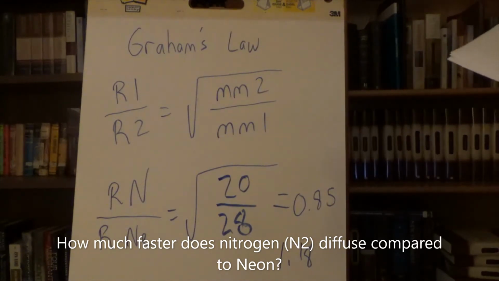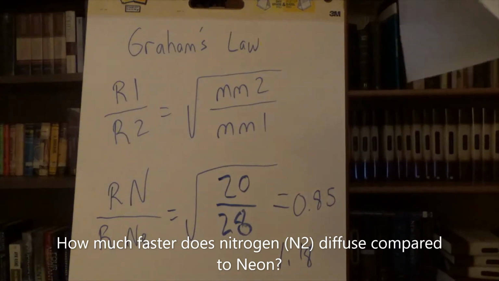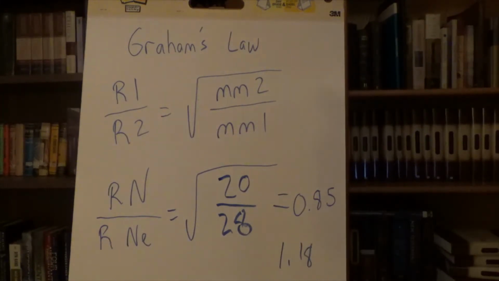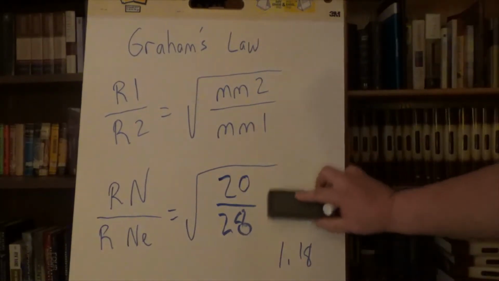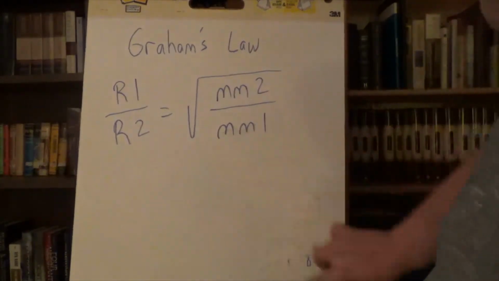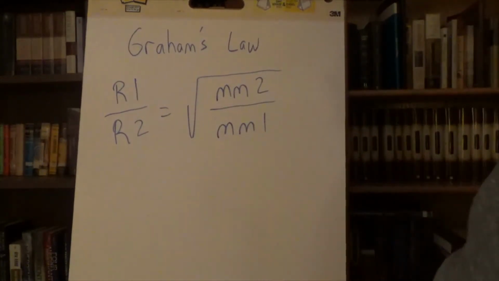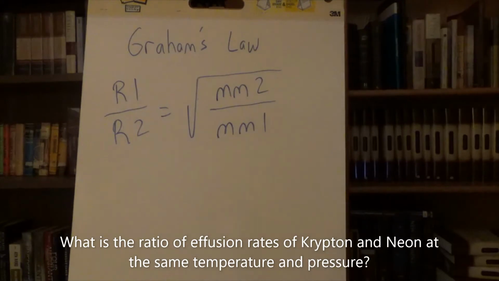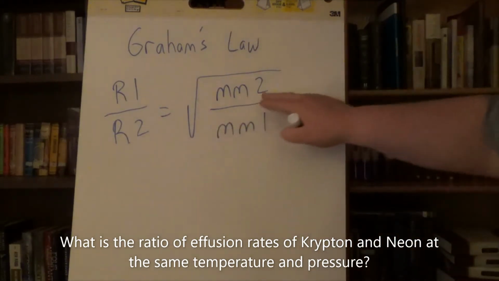Let's take a look now at number 3. What is the ratio of effusion rates for krypton and neon at the same temperature and pressure? So once again, this is going to be a Graham's law problem. And we assign one of the gases as R1 and the other one as R2. It doesn't matter which one as long as you are consistent with the molar weights.